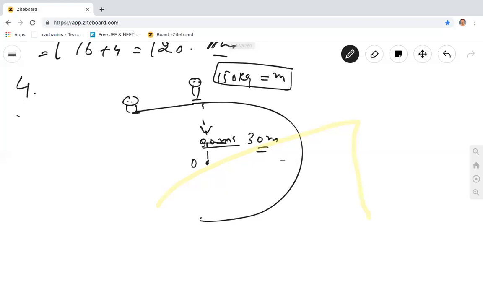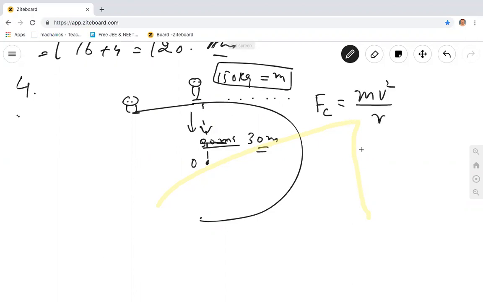There must be force towards the center. Otherwise, he cannot move in a curve. If no force is applied, he will move in a straight line, and there will be no path or road there. He will skid off. How much force do you need in the horizontal direction, towards the center? mv square by r.